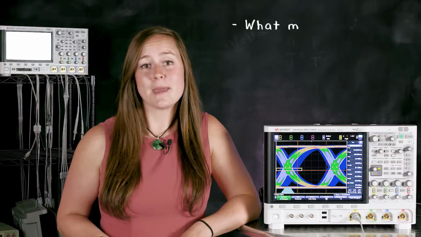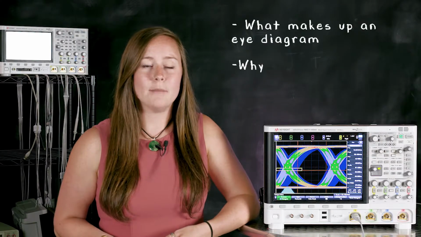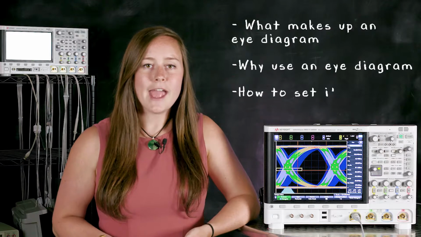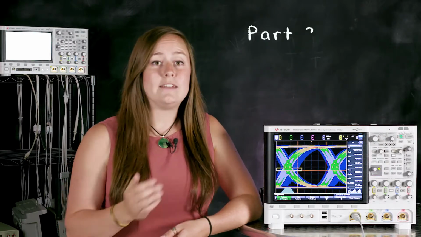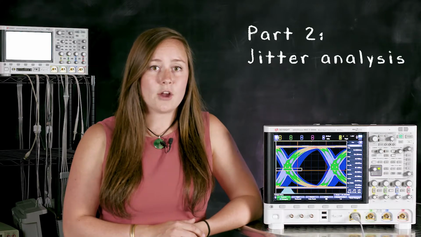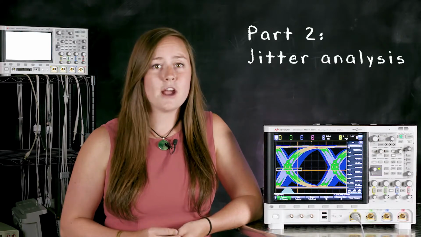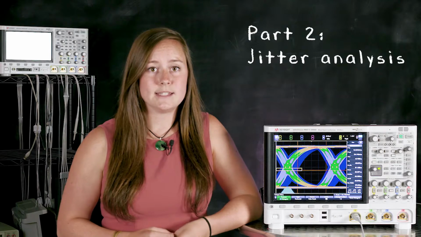So we just learned some of the basics of what makes up an eye diagram, why you want to use one to test your signal, and how to set it up on the scope. In the next InfiniVision episode, we'll be doing an even deeper analysis of this eye diagram using the jitter measurements to figure out what might be causing the anomalies that we're seeing in this signal.